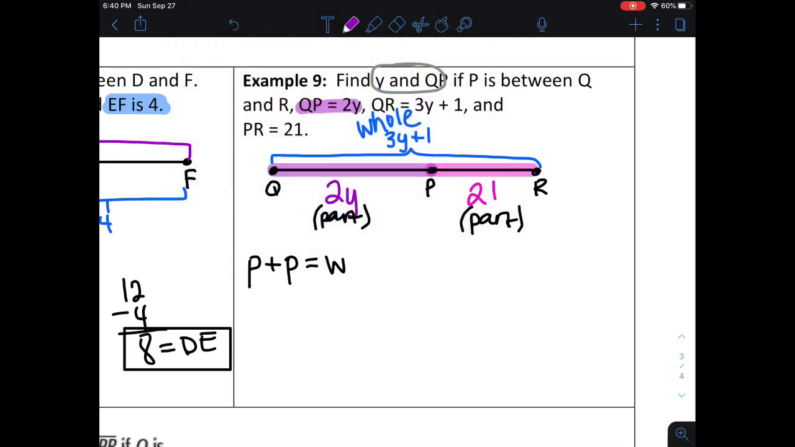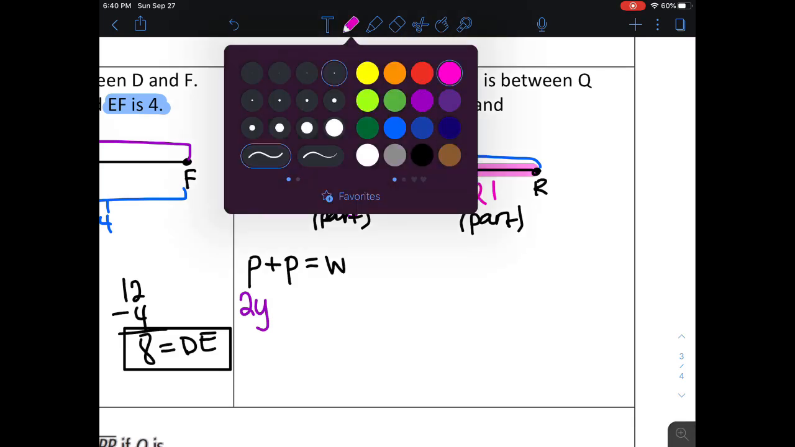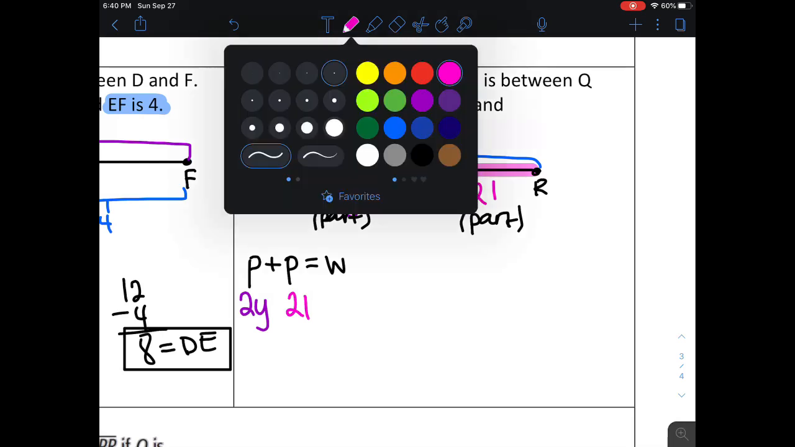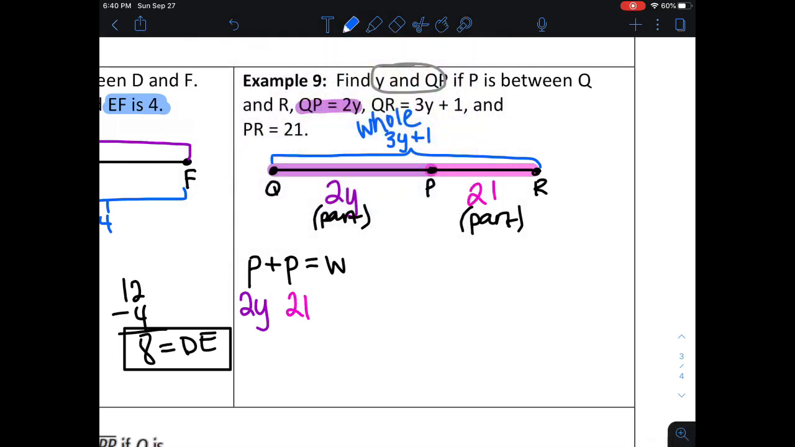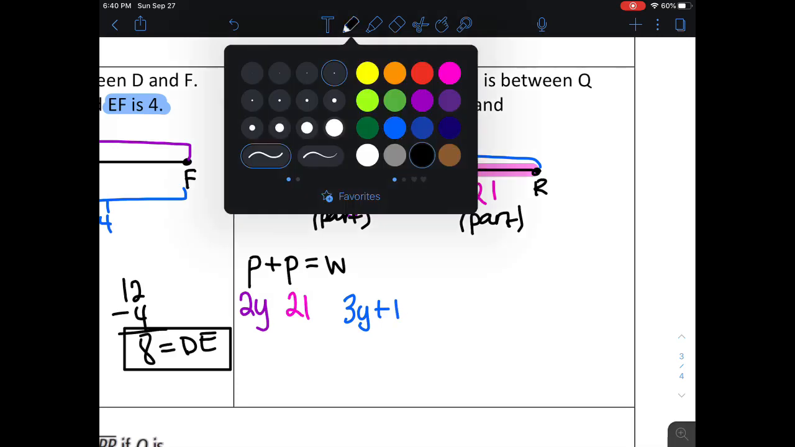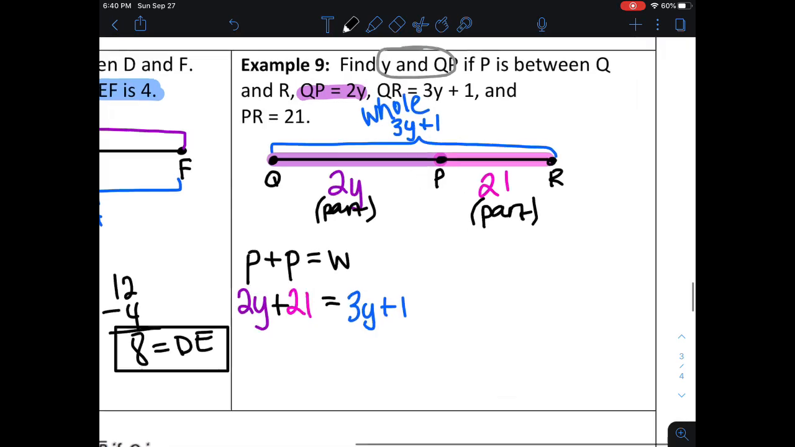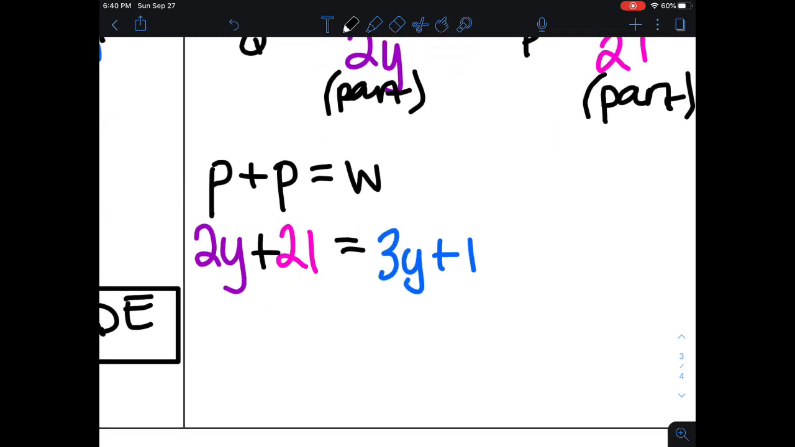Okay, moving on. So the first part was QP, and that was 2Y. I'm trying to color code it. The next part was PR, which was 21, and then the whole thing, which I did in blue, was QR, that's 3Y plus 1. So I'm formulating my equation. This is so important, y'all. This is like the bread and butter of what we're doing all year long. Once you have set up the equation, you already know how to use your TI Inspires to solve equations. However, since you don't have a TI Inspire, you can't do that.